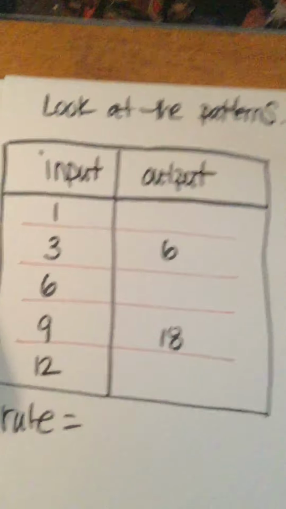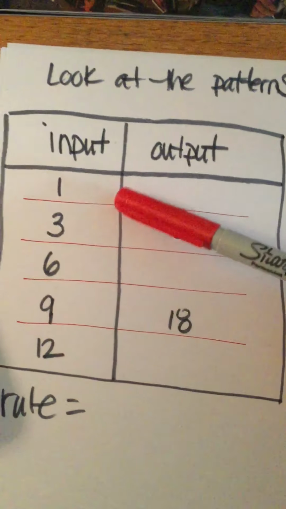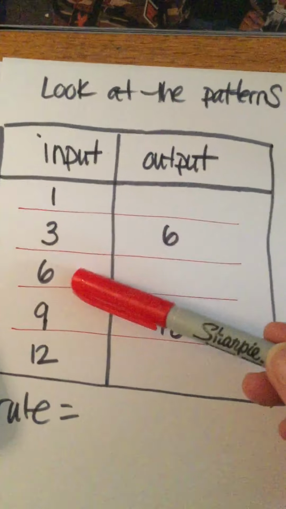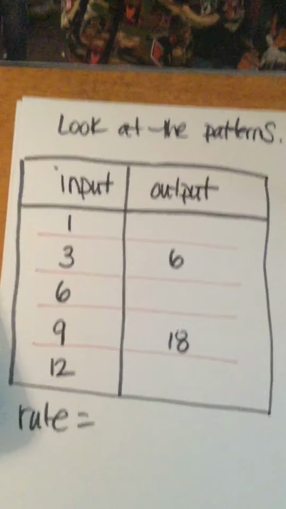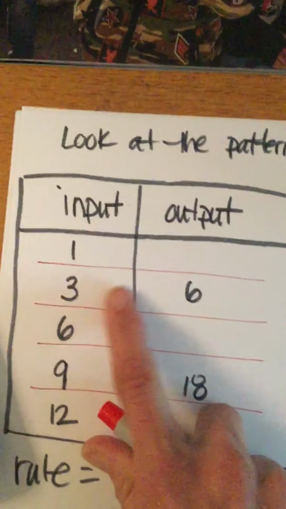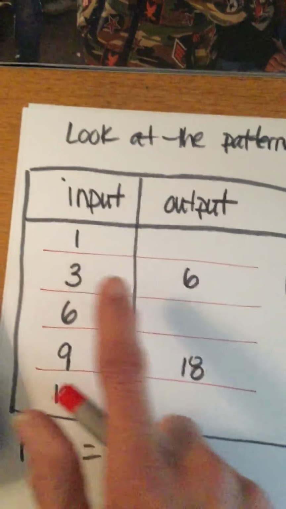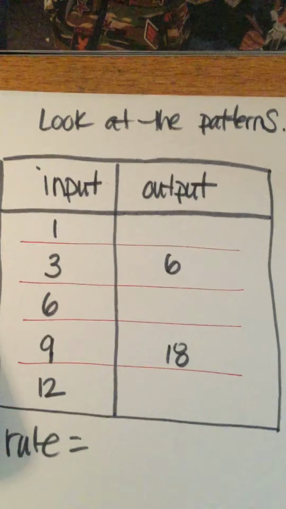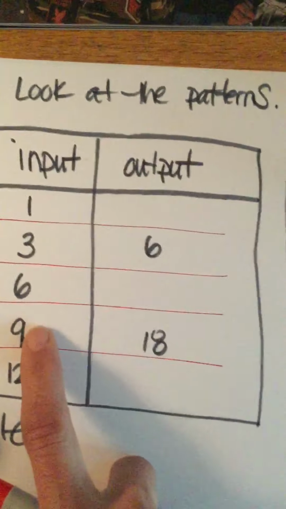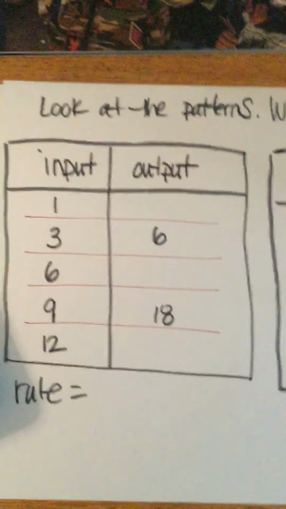So first I'm going to look at my numbers. I have 1, 3, 6, 9, and 12. Okay, so the pattern is if I put this number in, what am I doing to get the number on the other side? I know that 3 plus 3 is 6, so maybe it is plus 3 or adding 3. If I were to go 3 plus 3 is 6, that rule works for that number. If I'm going to go down here to my 9 plus 3, that was 12. So plus 3 cannot be my rule.